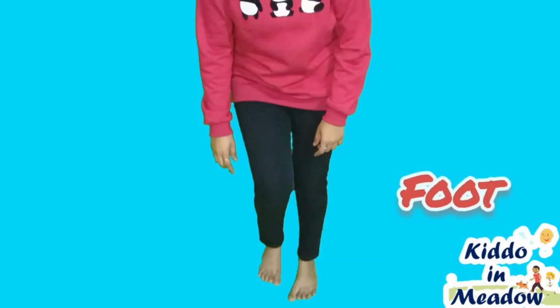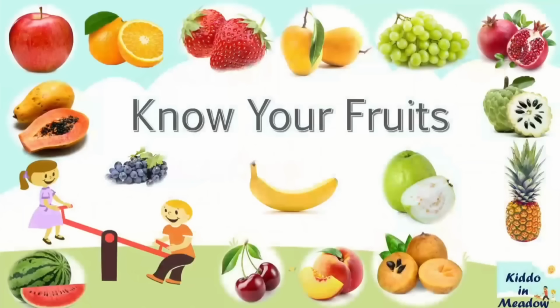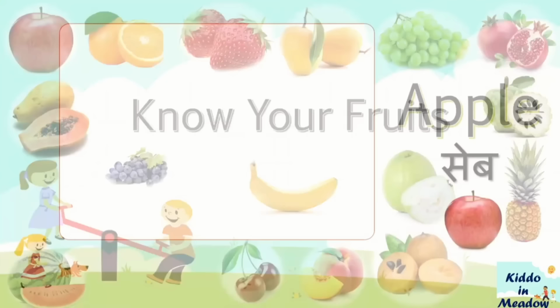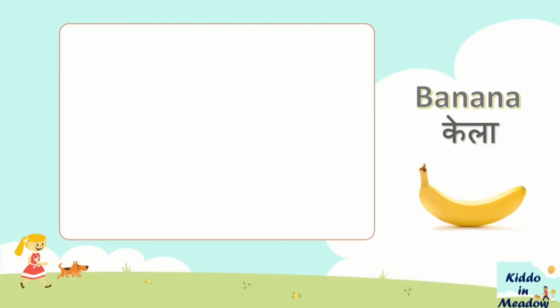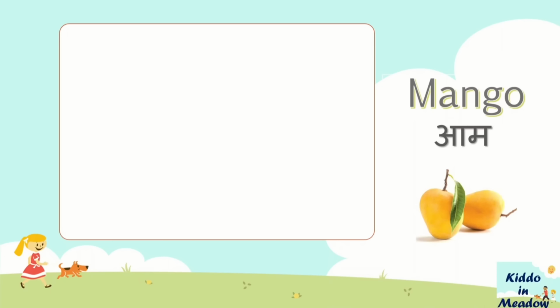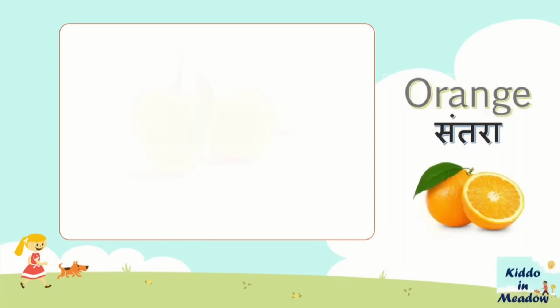So kids, in today's video, let's learn about fruits. This is apple. In Hindi, apple means sev. This is banana. In Hindi, banana means kela. This is mango. In Hindi, mango means aam. This is orange. In Hindi, orange means santra.